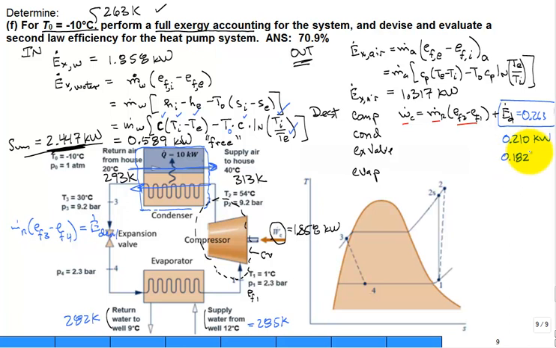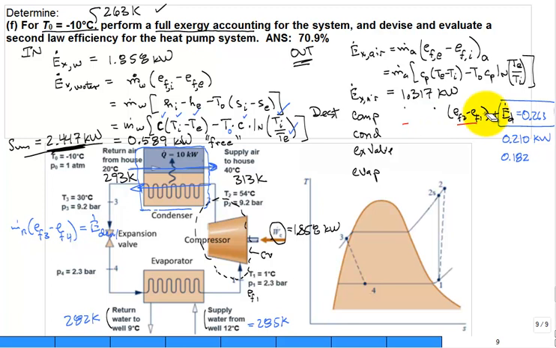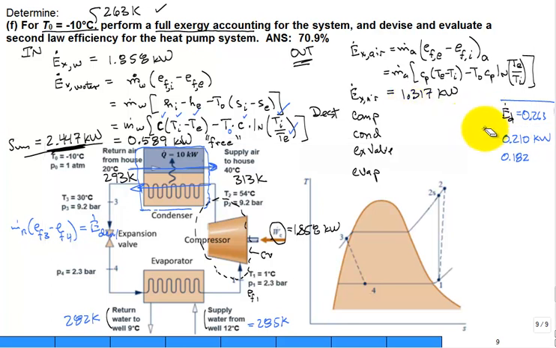What I need to do is clean this up. I just have to erase right here and move this over. So this was 0.263, 0.210, 0.182. All those are kilowatts.